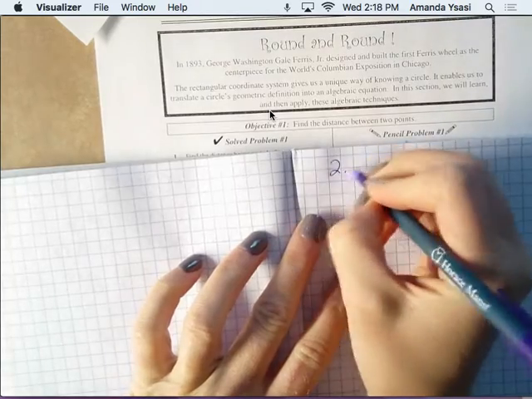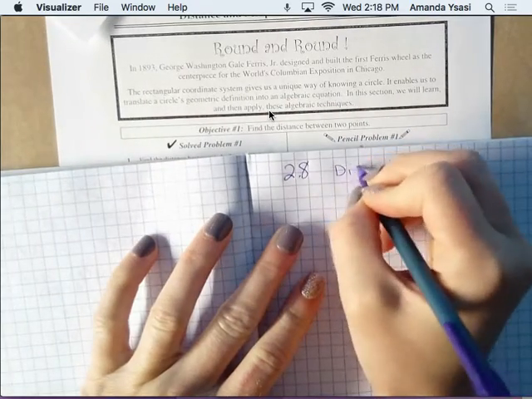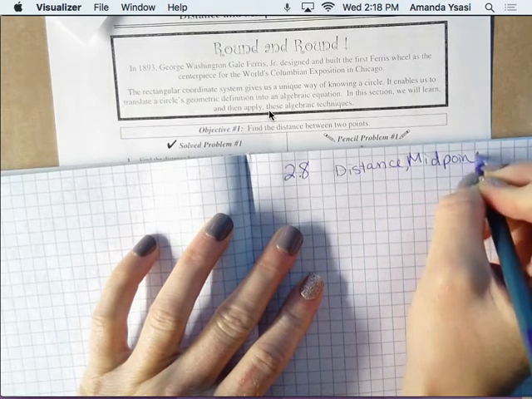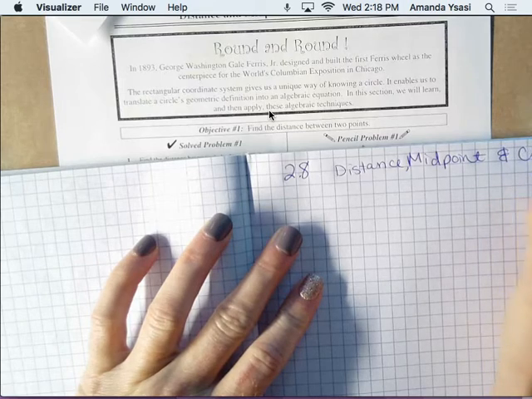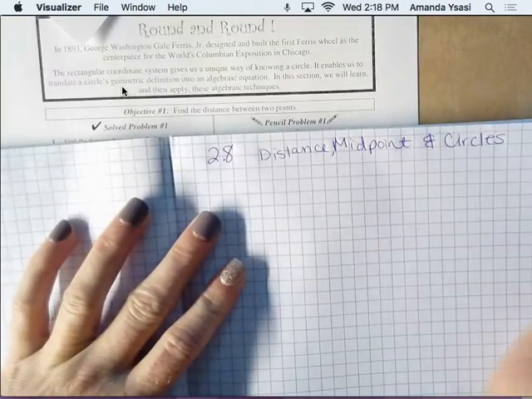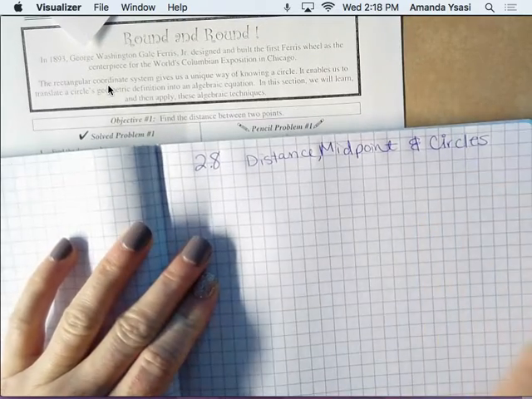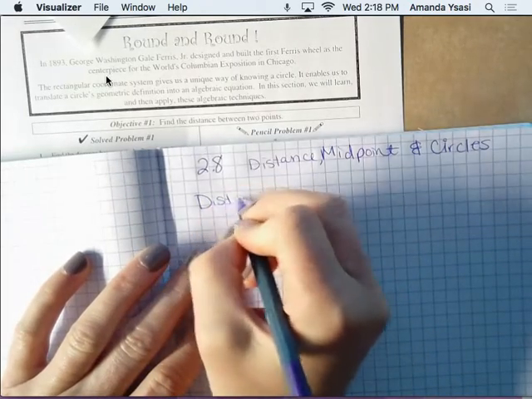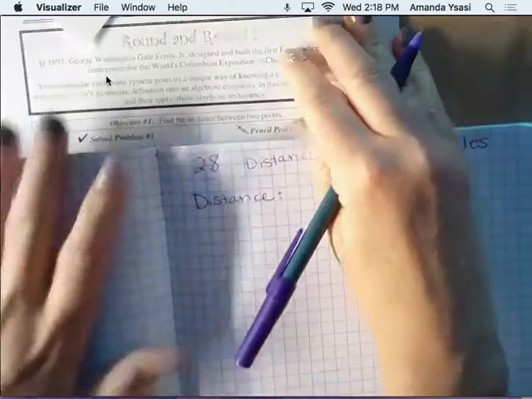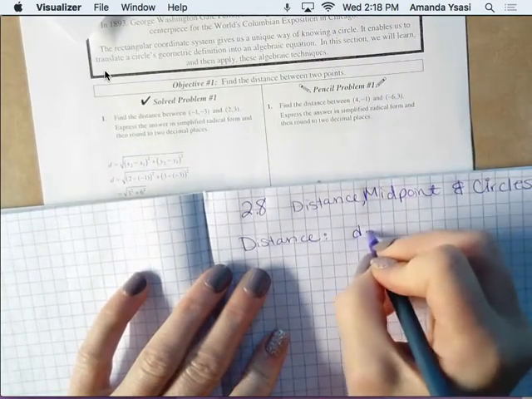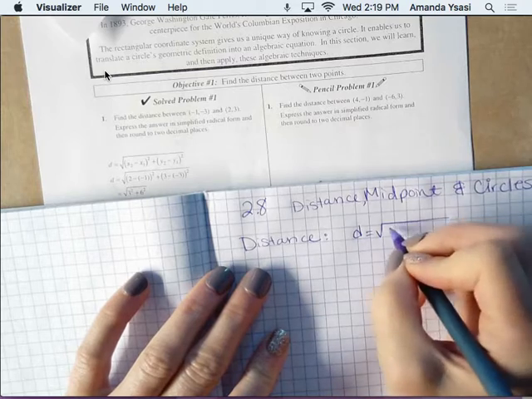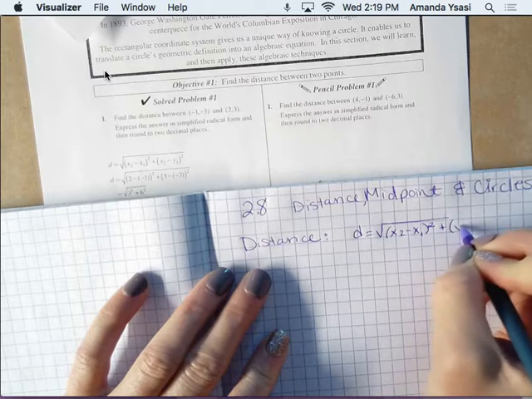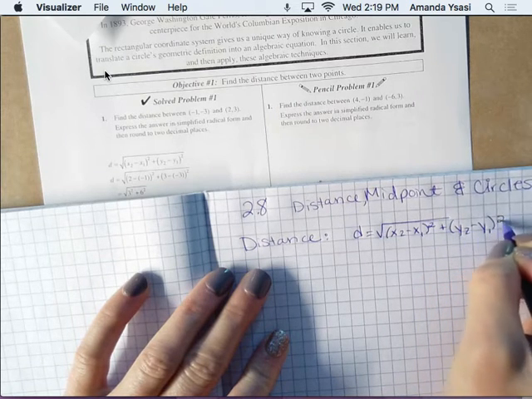So 2.8, distance, midpoint, and circles. Our distance formula comes from the Pythagorean theorem. So it's d equals the square root of x2 minus x1 squared plus y2 minus y1 squared.